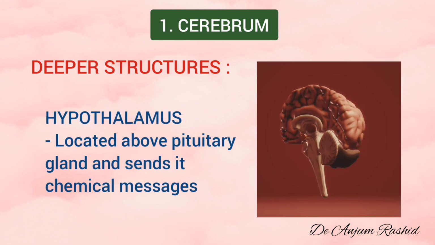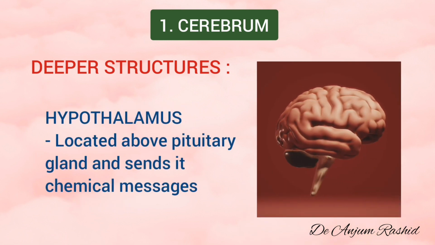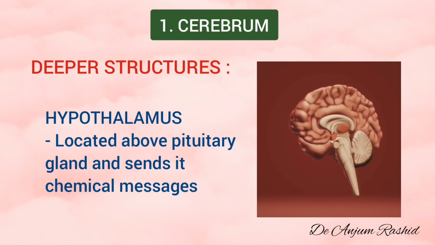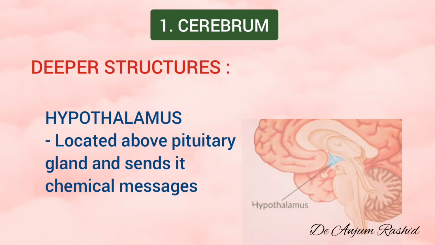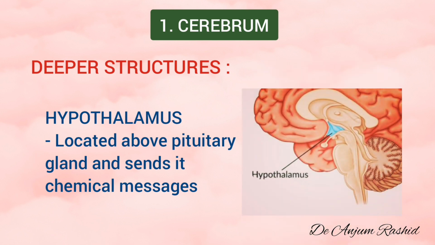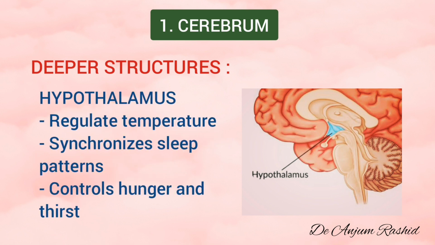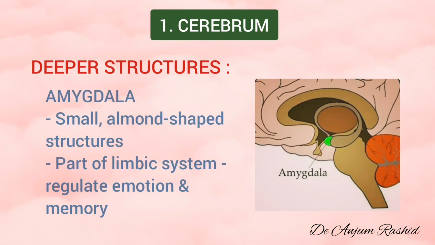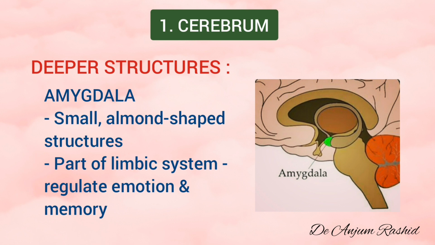Another important deeper structure is the hypothalamus. It is located above the pituitary gland and it sends it chemical messages that control its function. Now, it regulates body temperature, synchronizes sleep pattern, controls hunger and thirst, and also plays a role in some aspects of memory and emotion. Now, another important deeper structure is the amygdala.